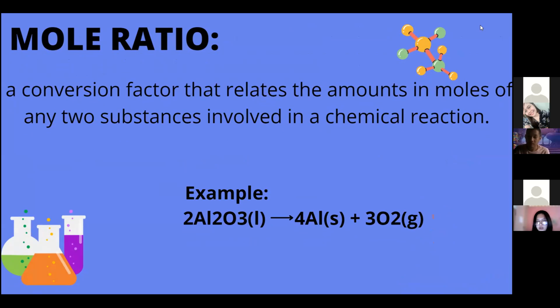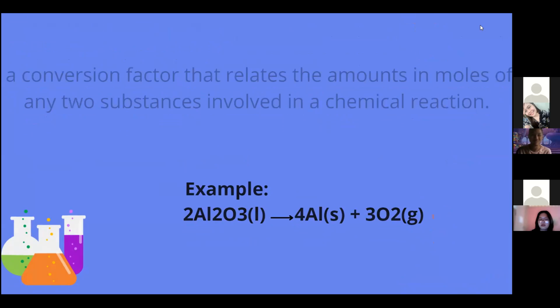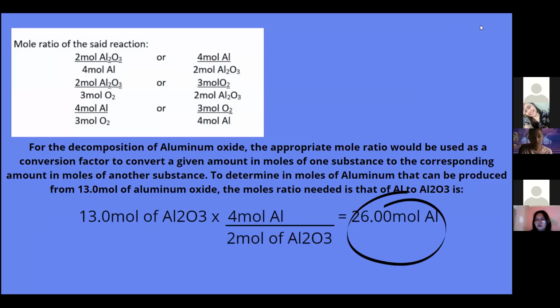We have aluminum oxide. Our product is aluminum oxide and our reactants are aluminum and oxygen. Next. What we are going to do is to write all of the possible mole ratios. If we were asked to write the given mole ratio, we would just look at the specific coefficients in the given problem. But here, since we are asked to write all of the possible mole ratios, we will write all of them.